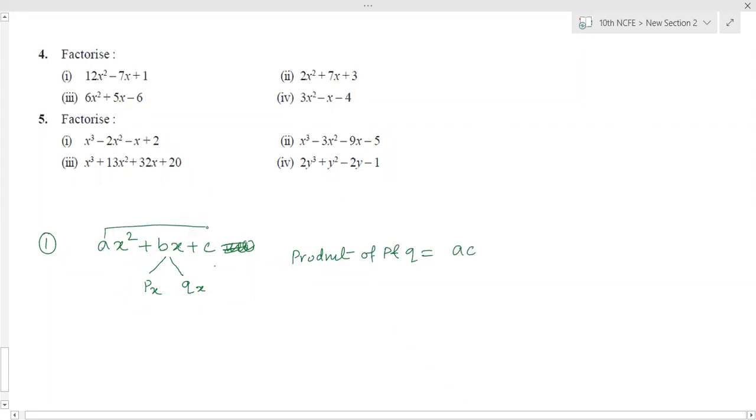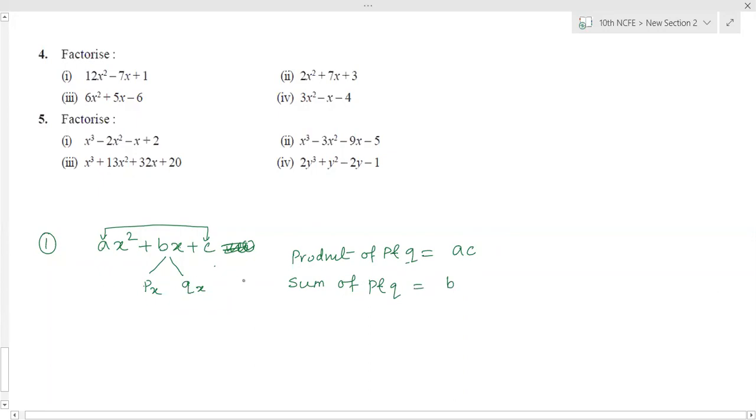So first term and the last term. a is the coefficient of x square and c is the constant term. The product of these 2 numbers should be equal to the product of the x square coefficient and the constant, that is a and c. The product of those 2 is ac. p and q's product should be equal to ac. And the sum of p and q is equal to the middle term, that is b.